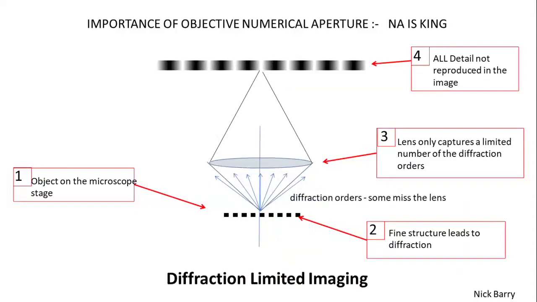With that argument, he said the finer the detail, the larger the diffraction angle. The information about fine detail is carried on these fine diffraction orders that come out at large angles. If those don't get through the optical system, they don't get into the image. So there's a limit to the resolution.